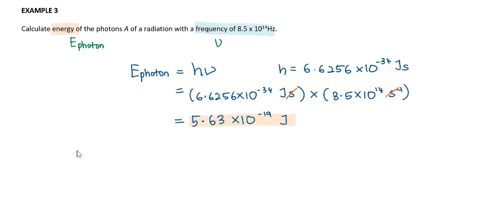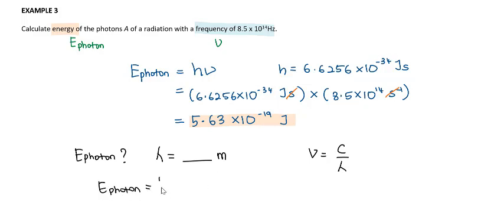So katakanlah soalan minta energy of the photon berapa, tapi instead of dia bagi frekuensi, dia bagi wavelength. Alright, so macam mana nak selesaikan this question? Sebenarnya kita akan pakai this formula as well. But we are going to substitute nu is equals to C over lambda. So kita akan pakai energy of the photon is equals to hc over lambda.